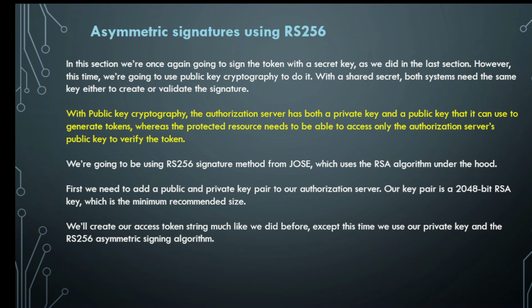First we need to add a public and private key to our authorization server. Our key pair is a 2048-bit RSA key, which is the minimum recommended size. That's the same bit size we use when generating a self-signed certificate in PingFederate also, right? So we'll create our access token string, like we did before, except this time we use our private key and the RS256 asymmetric signing algorithm.